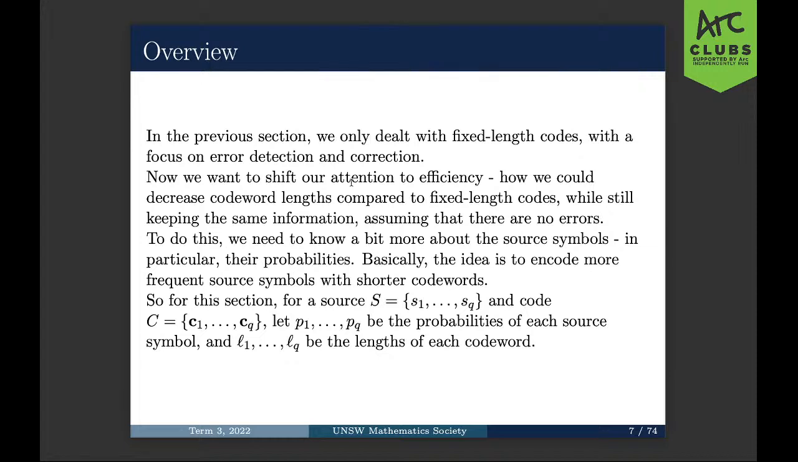So from here onwards, we're going to assume that S is a source. We're going to denote the source symbols from S1 to SQ, and we're going to say the code is C with code words C1 to CQ. Let P1 to PQ be the probabilities of each source symbol, and L1 to LQ be the lengths of each code word.